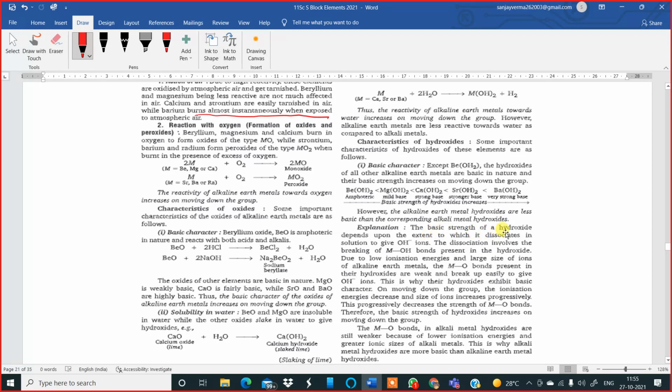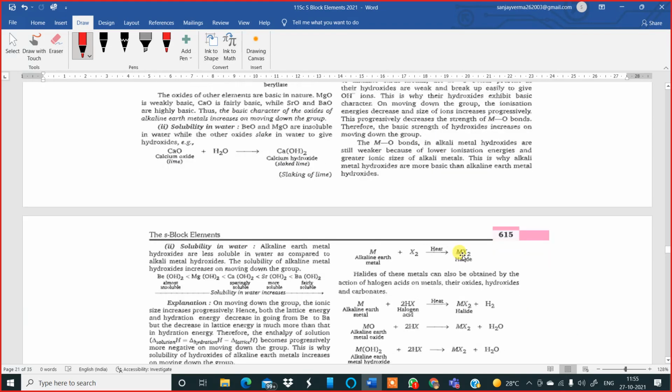The explanation is given over here. The basic strength of a hydroxide depends upon the extent to which it dissociates in solution to give hydroxyl ions. If it is capable of dissociating a large number of hydroxyl ions in solution, that means it is more basic in nature. So you can imagine magnesium hydroxide will dissociate to a very low extent in aqueous solution to produce hydroxyl ions. So the explanation is given over here for that.